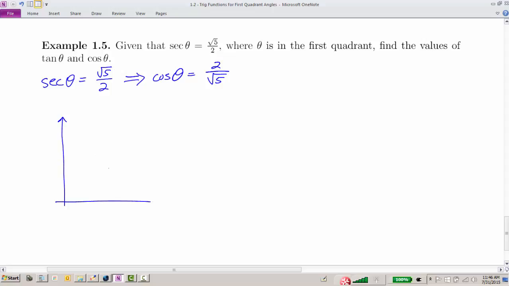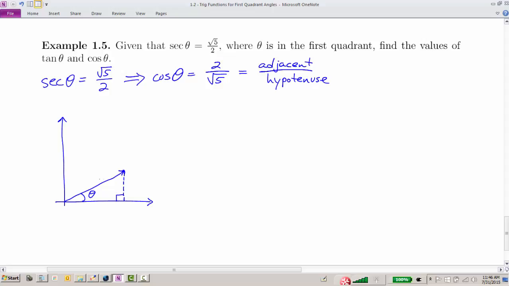draw this out. Here's our first quadrant. We know that because of the way that cosine is defined, the ratio that we can use here is adjacent over hypotenuse. That comes from SOHCAHTOA. And so this is our angle theta. Drop down our perpendicular.